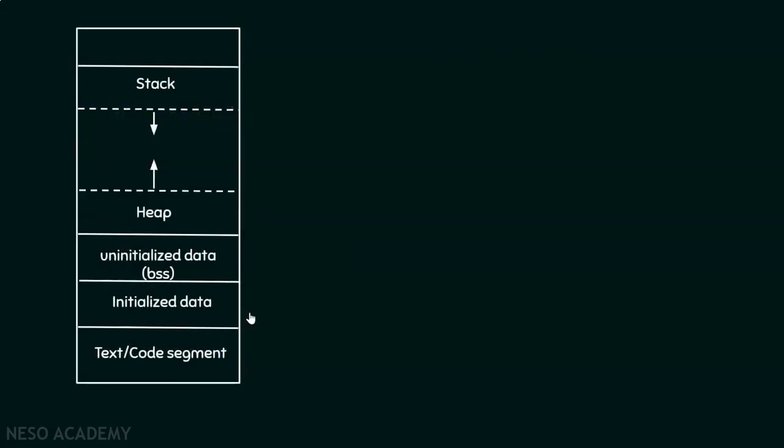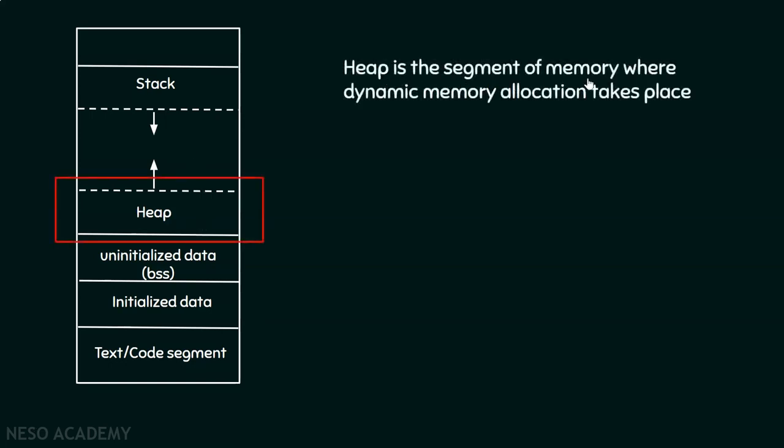You might remember this diagram from C programming lectures. This is nothing but the memory layout of a C program. These are the different memory segments. The one which we will talk about here is the heap memory segment. Heap is the segment of memory where dynamic memory allocation takes place.